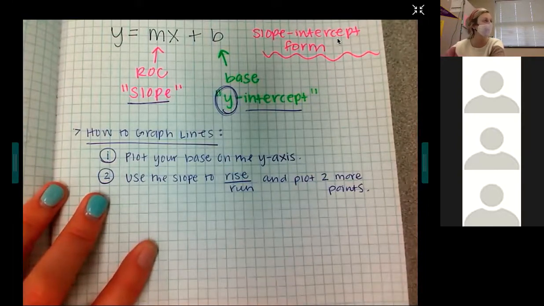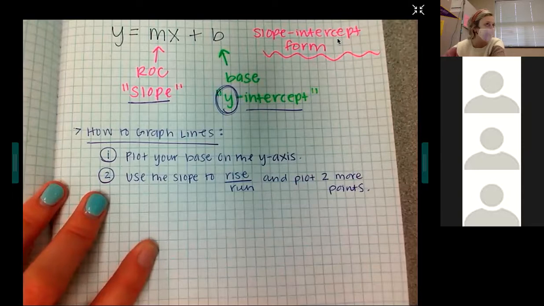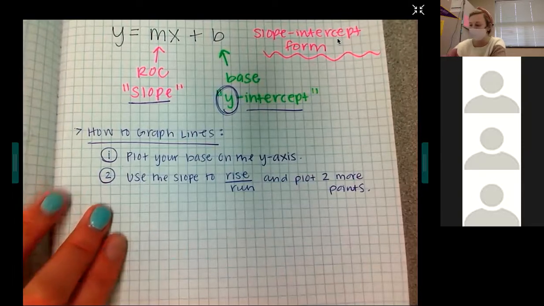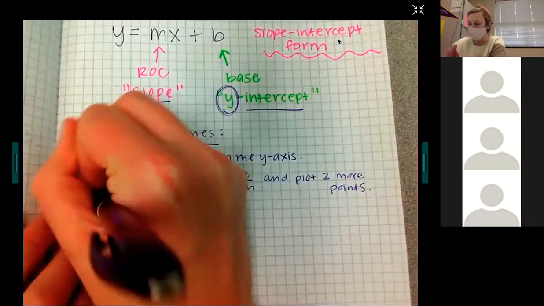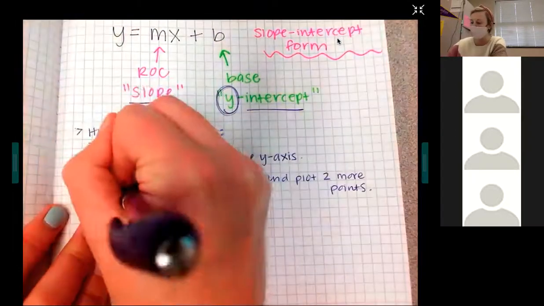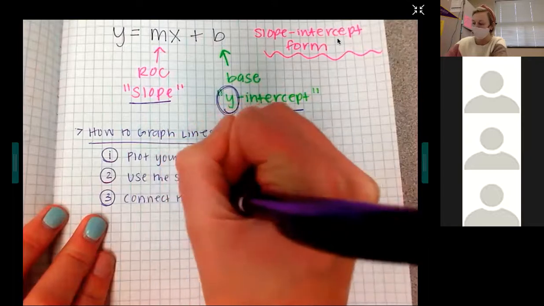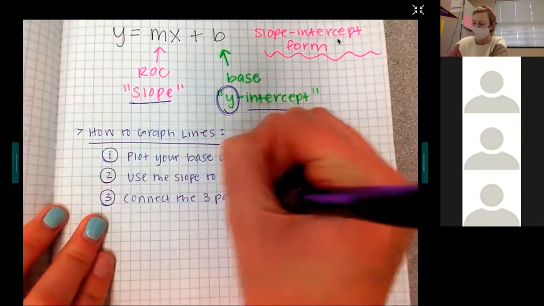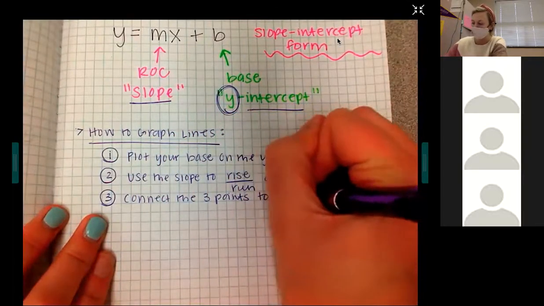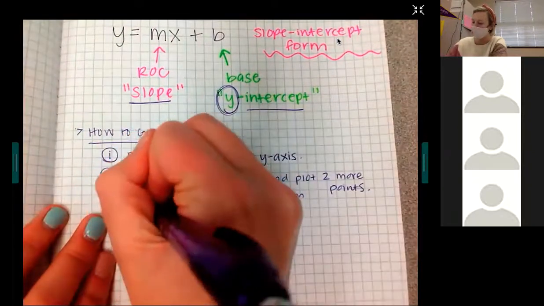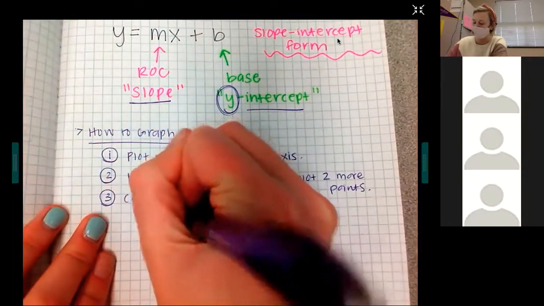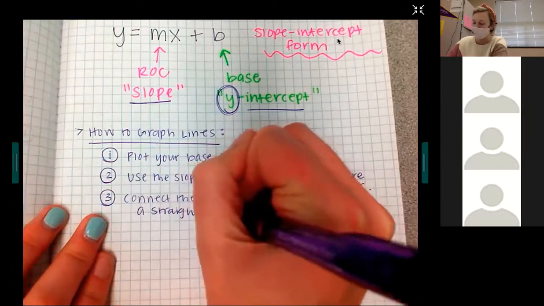What do you think I'm gonna do at the end with those 3 points? Make a straight line. Connect the dots. Good. Winner, winner, chicken dinner. Connect the 3 points to form, I'm gonna make sure I write this so y'all understand, a straight line. If it is not straight, you did something wrong.